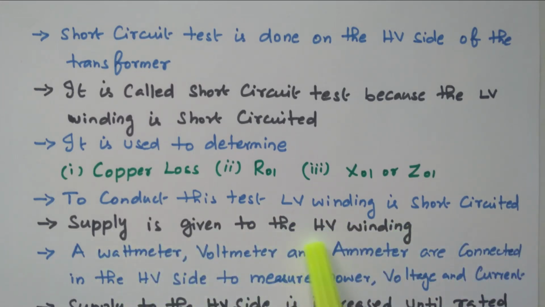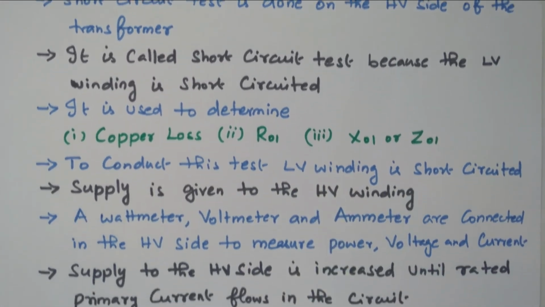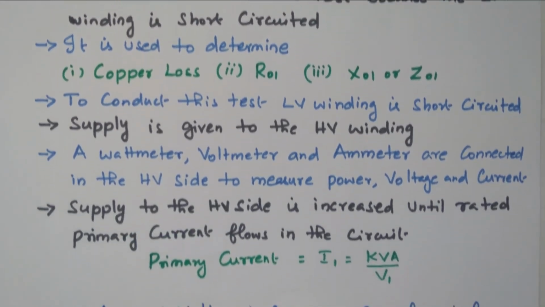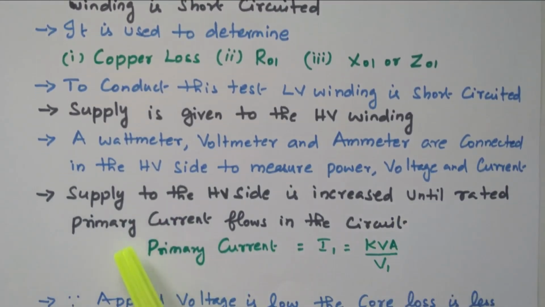Supply is given to the high voltage winding. So this ammeter, voltmeter and wattmeter are connected to measure the power, voltage and current. The supply is given to the high voltage side, increased until the primary rated current is flowing in the circuit. Because of the short circuit test, we need to vary the variac until the rated primary current flows.